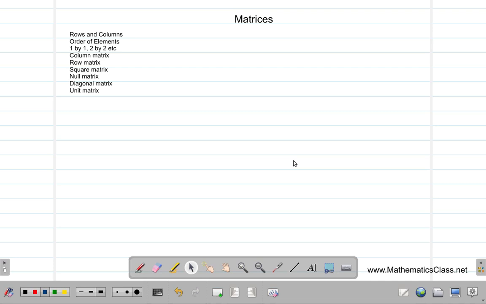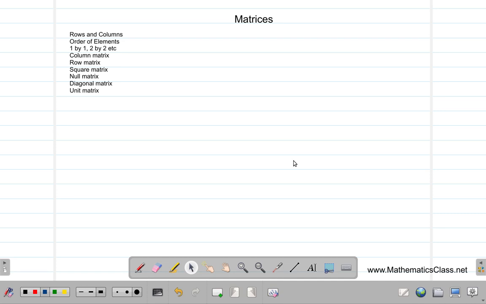Matrices. We continue looking at this topic. Now, what we're going to do is review rows and columns, then order of elements, looking at the 1 by 1, 2 by 2, and so on. The types of matrices including column, row, square, null, diagonal, and unit matrix. So, let's go.